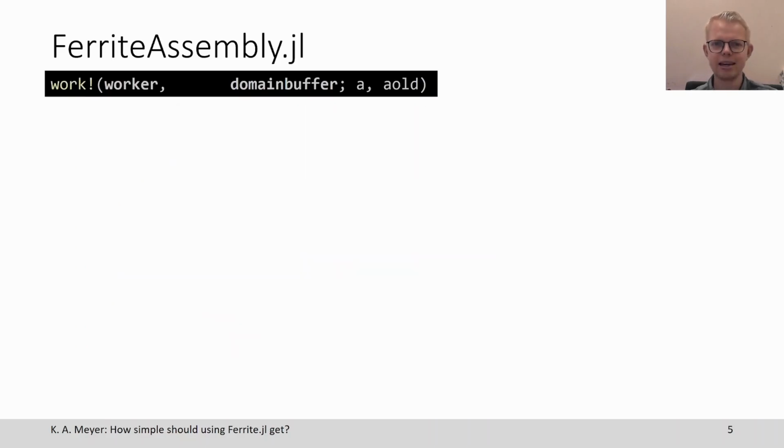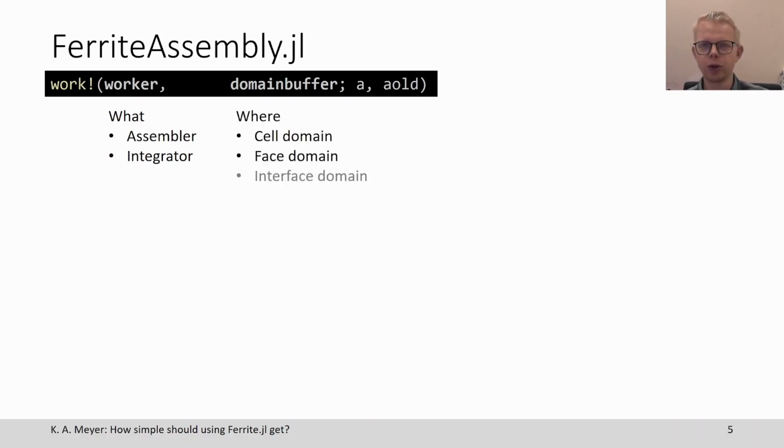The main purpose of FerriteAssembly is that you have a function called work, and you have a worker, which tells you what to do. Do you want to assemble your global equation systems, or do you want to integrate just some function? And then where to do it. You want to do it over the cells in Ferrite, or do you want to do it over faces? If you've seen Abdullah's talk on the interface or discontinuous Lagrange approaches, in the future hopefully we'll have an interface domain as well. And then you'll need to give the current and old degrees of freedom if you need that information.